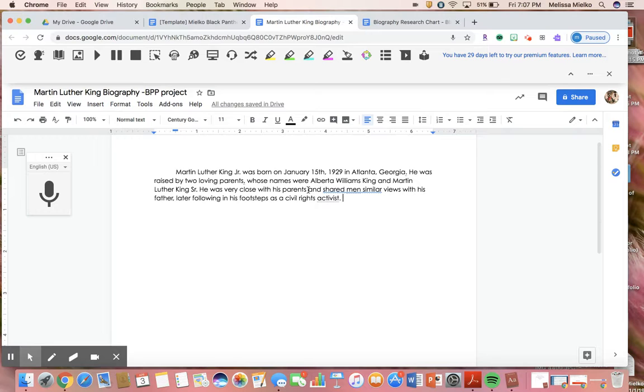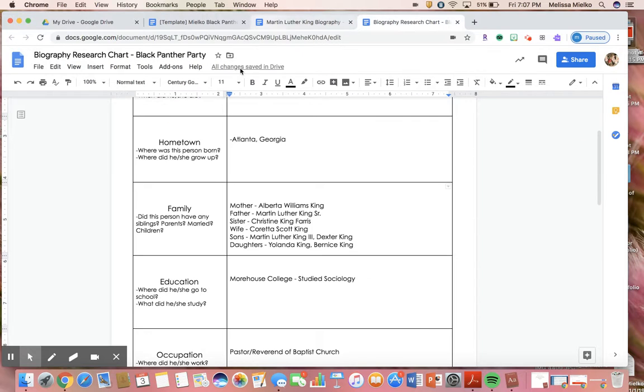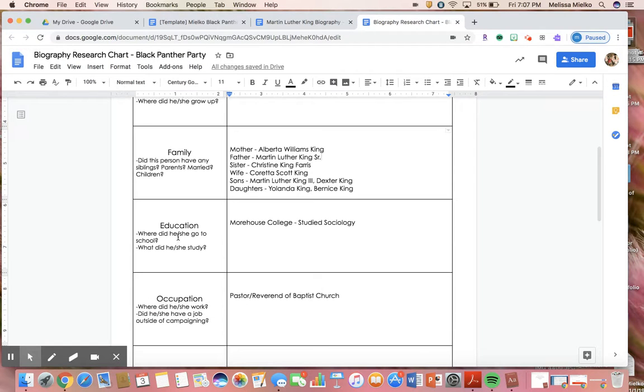He was very close with his parents and shared many similar views with his father, later following in his footsteps as a civil rights activist. Very good. All right. So now that I'm done talking a little bit about his family, I'm going to go into education. So Martin Luther King studied sociology at Morehouse College.